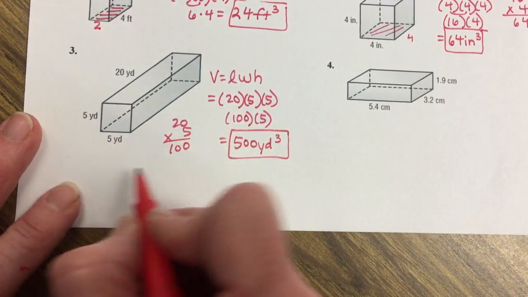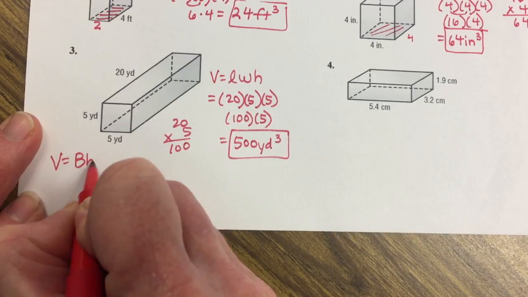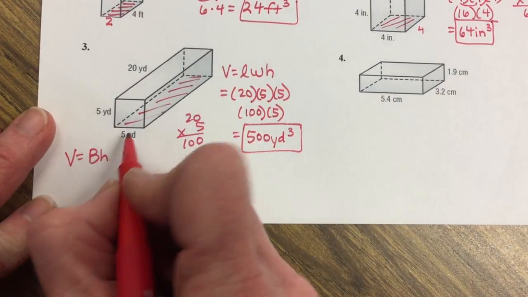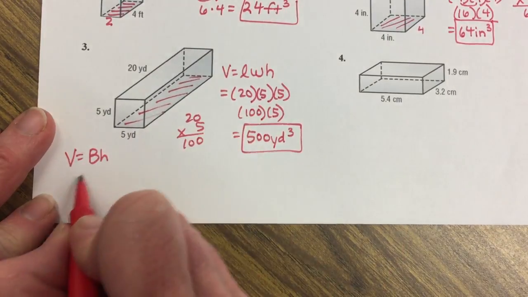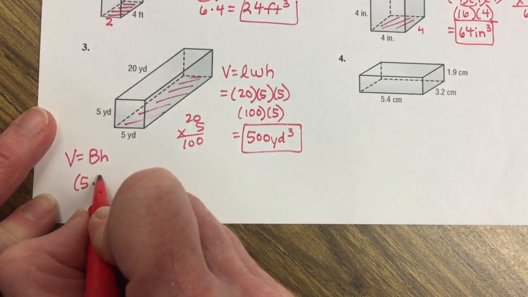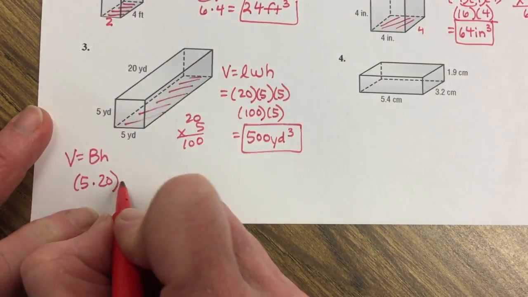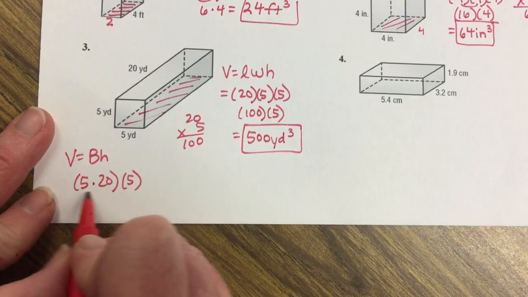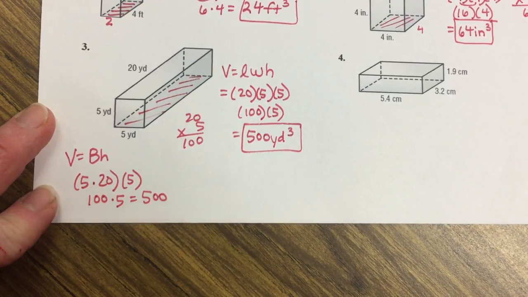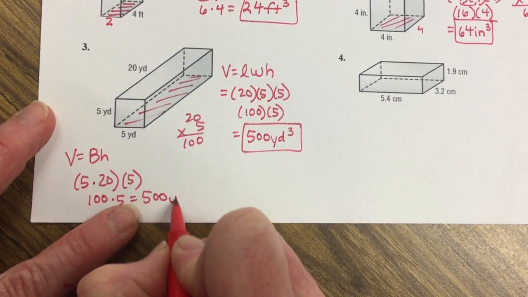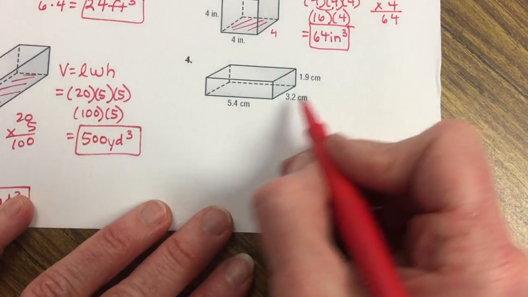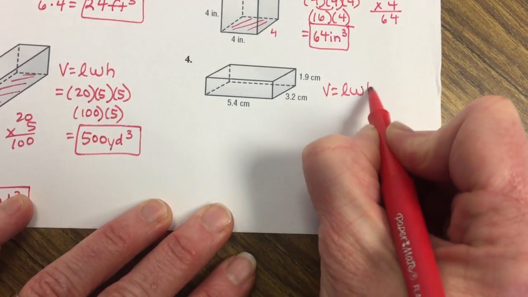Again, if I'm using this formula, the area of the base times the height, then the base is this rectangle down here. What is the area of that base? It's 5 times how long is this piece right here? 20. I get that from right there. And then how tall is the prism? 5. So I'm still doing the same thing. 5 times 20 is still 100, times 5 is still going to be 500, right? Still in cubic yards.